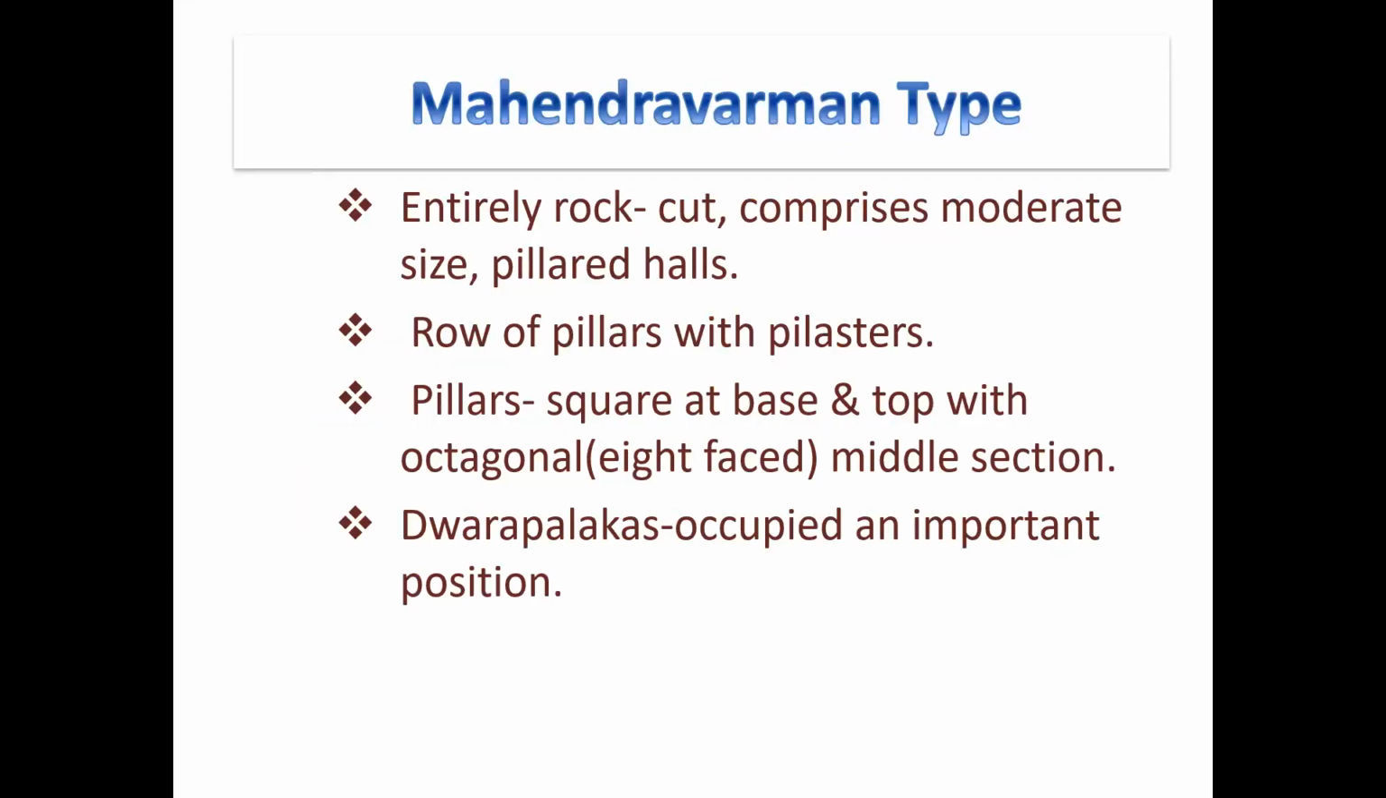Its first phase, entirely rock-cut, comprises moderate-sized pillared halls with one or more cells cut into the back walls. The front facade has a row of pillars and pilasters. The pillars are square at the base and top with an octagonal middle section. In these temples, Dwarapalakas occupied an important position.